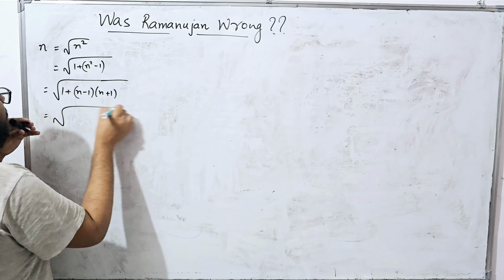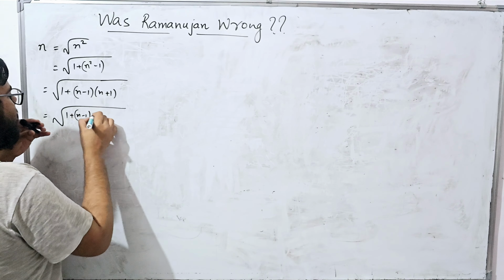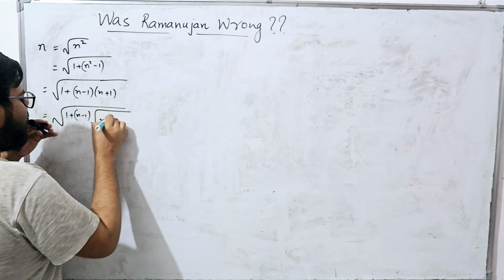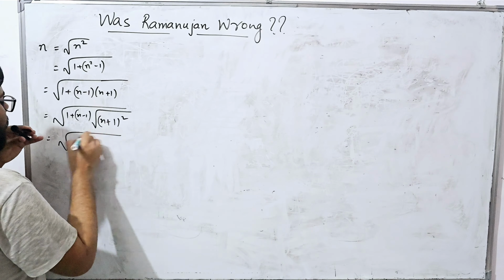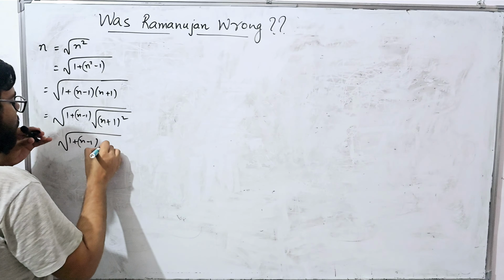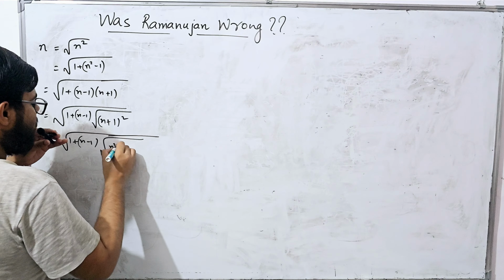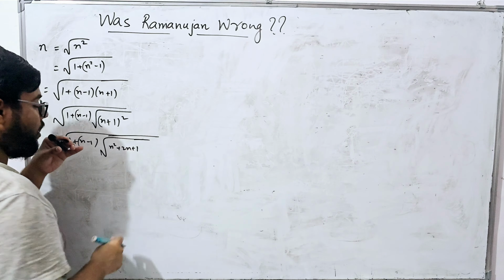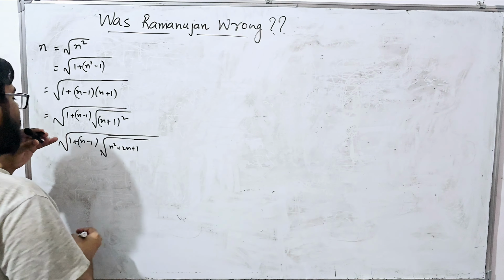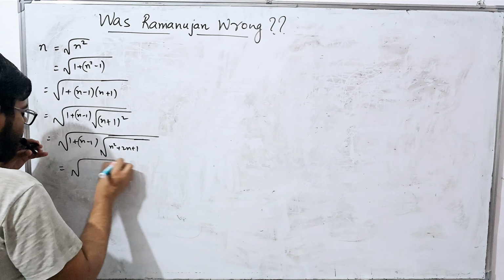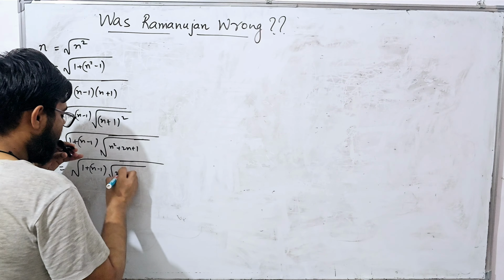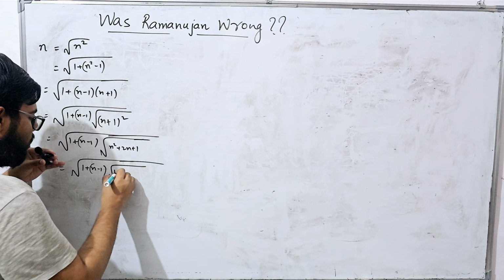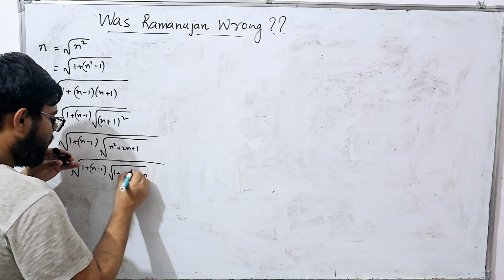So we get 1 plus n minus 1 into the quantity n plus 1 whole square, right? Simple, right? So we get root 1 plus n minus 1 into the quantity n square plus 2n plus 1. We get this expression now, right? So we get over here 1 plus n minus 1 root n. We can take 1 over here. So we have 1 plus n square plus 2n, correct?